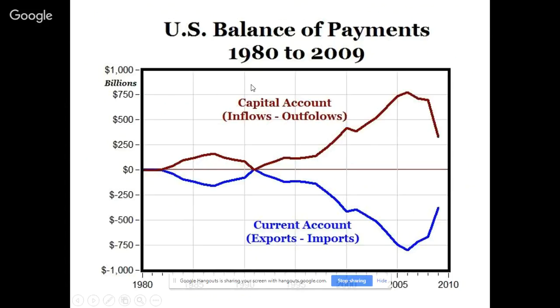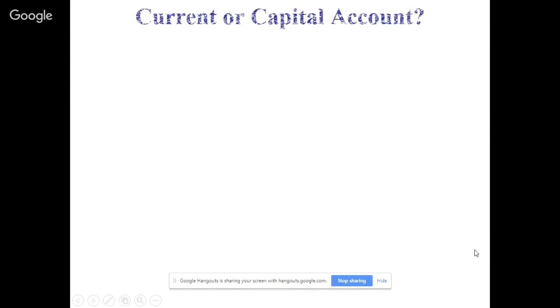This is from 1980 to 2009. The red one represents the capital account, and the blue one is just the current account. We'll explain this in the next slide.